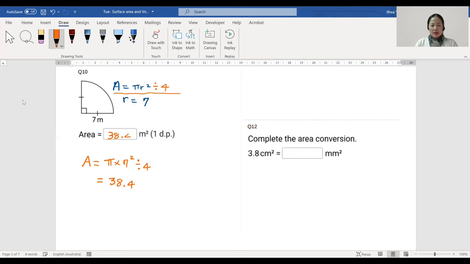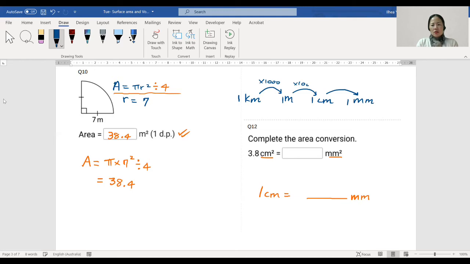My answer is 38.4 square meters. 12. Complete the area conversion here. We've got centimeters to millimeters. 1 centimeter, 0.1. No, not quite, because kilometers, meters, centimeters, millimeters, remember? And it goes from here to there, 1,000 times by 1,000. I'll just put 1 there. 1 times 100 times by 10.